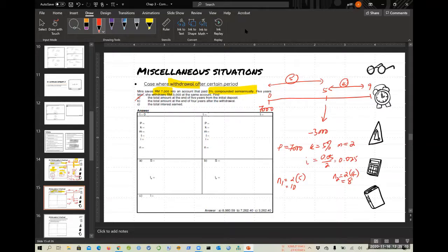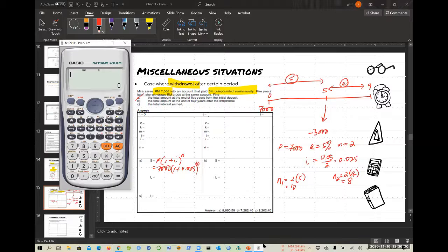So in this case, you know that S equals P times (1 plus I) to the power of N. So this gives you 7,000, 1 plus I will be 0.025, and then N will be 10. Okay, so N will be 10.